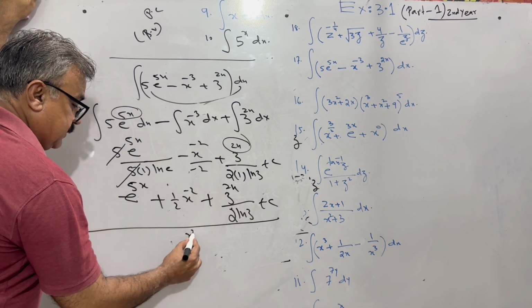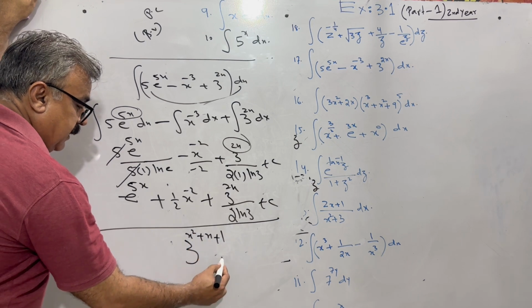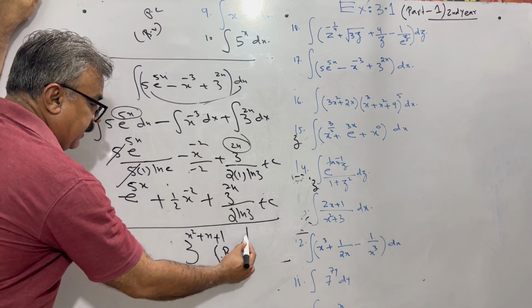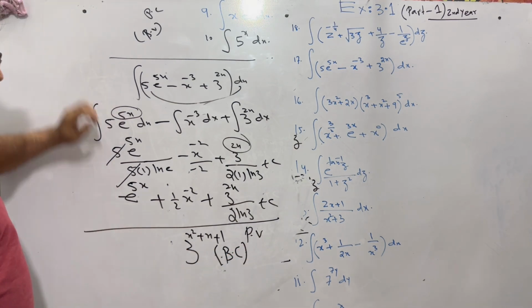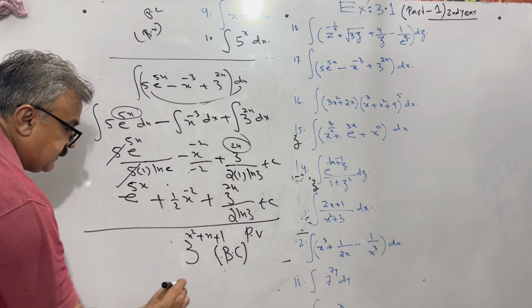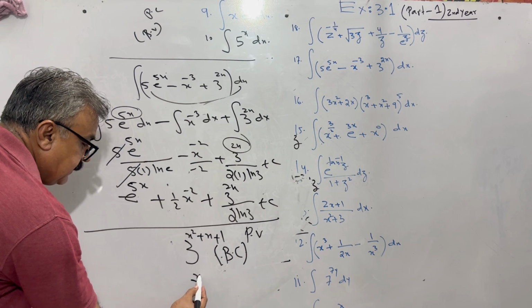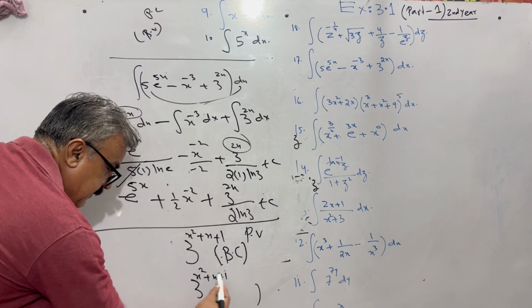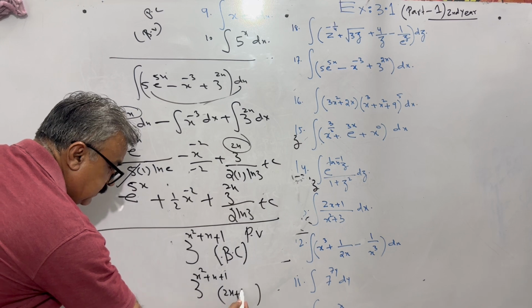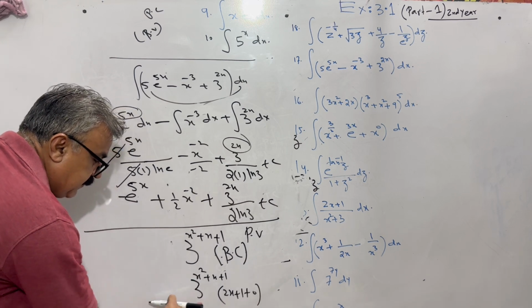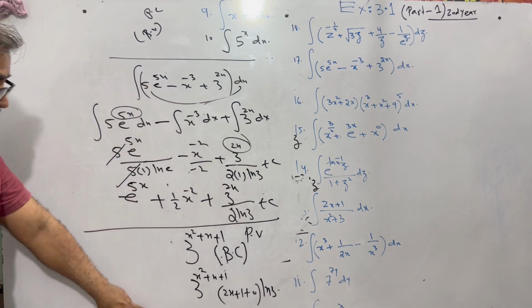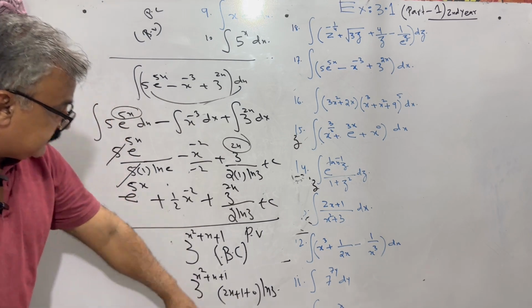Look, 3 raised x square plus x plus 1. Hunt the data, classify the data. It's base constant, power variable. Its differentiation is given by writing the complete data the same. Differentiation of power x square plus x plus 1 is 2x plus 1 plus 0. Introduce 3 with ln 3. ln 3. That's the differentiation.